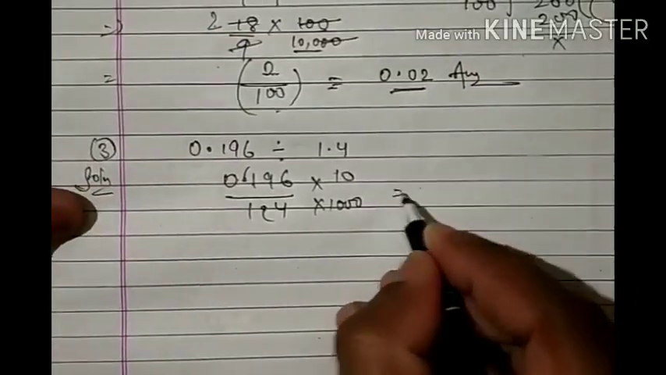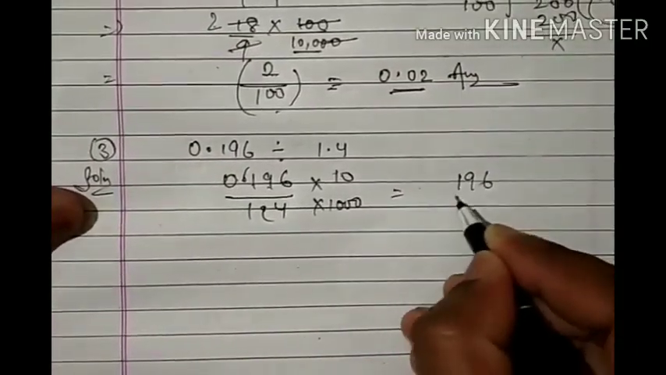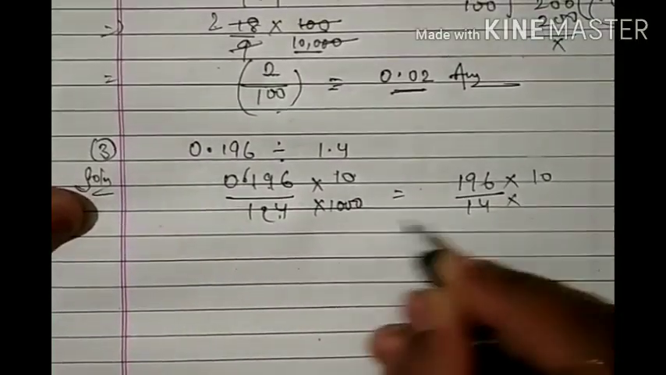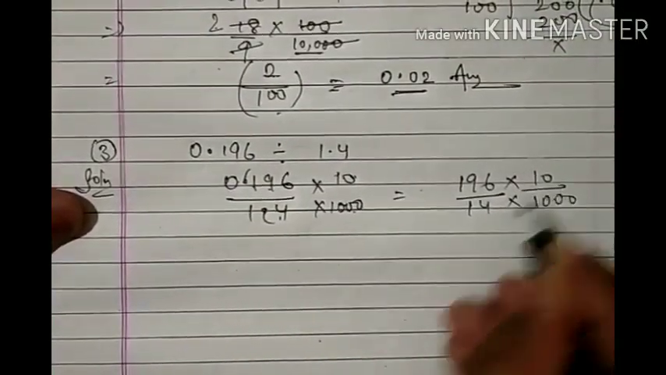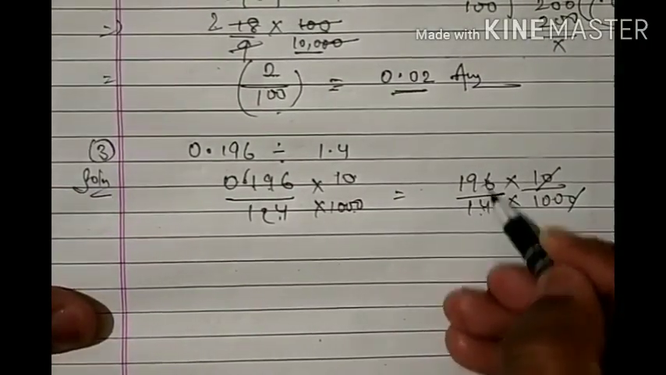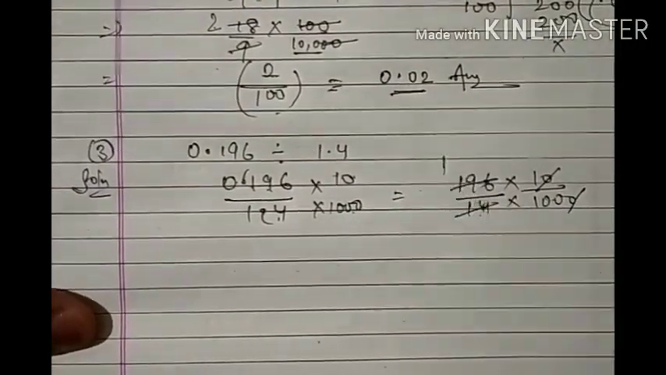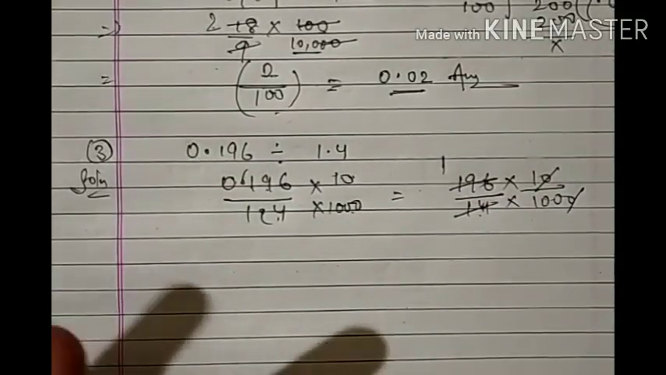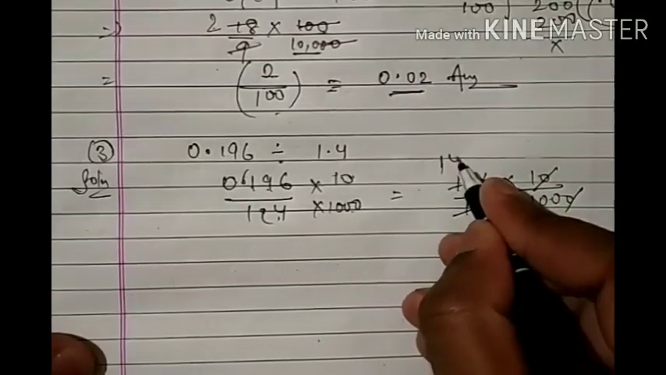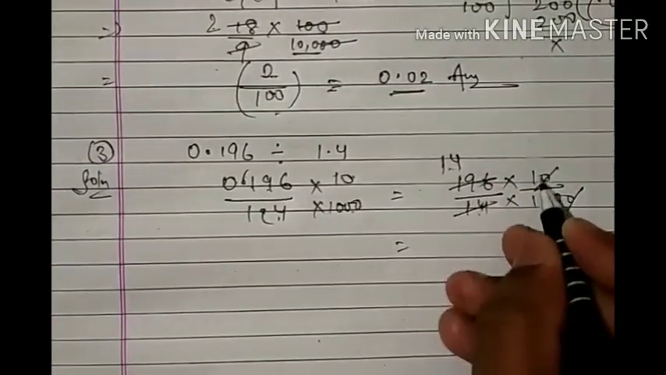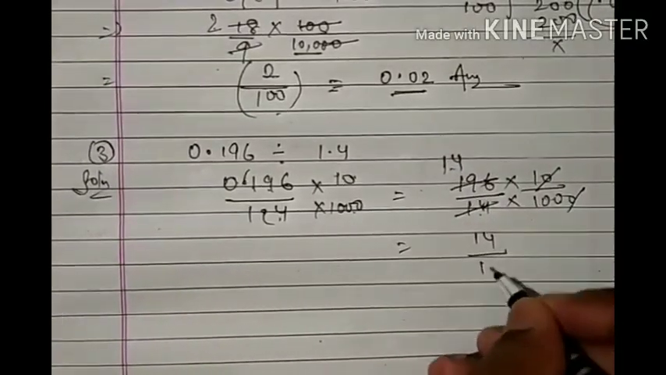Now we are left with 196 divided by 14 multiplied by 10 and multiplied by 1000. Simply 10 will cancel 10. And this 14 can divide 196. 14 times 1 is 14. We are left with 56. 14 times 4 is 56. Now what do we get? 14 over 100.